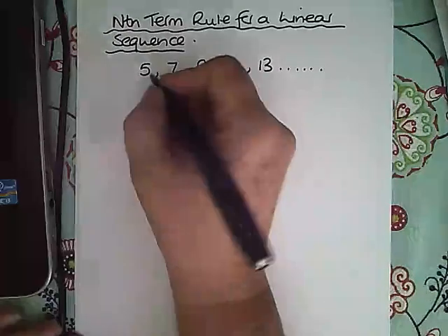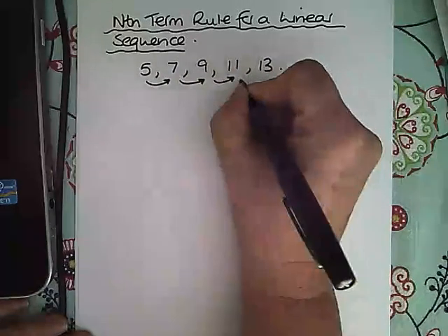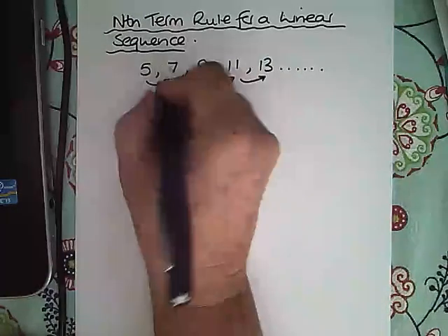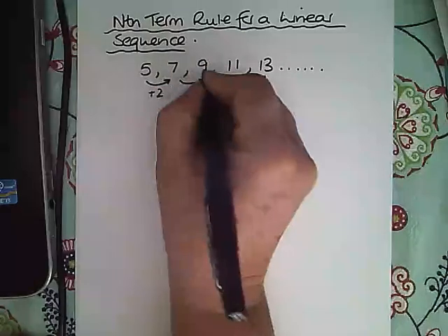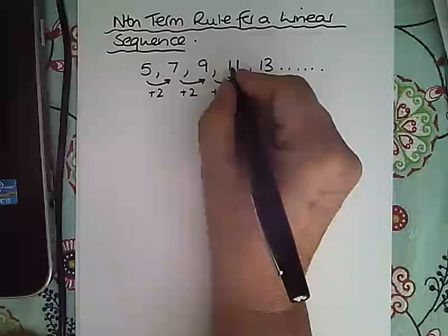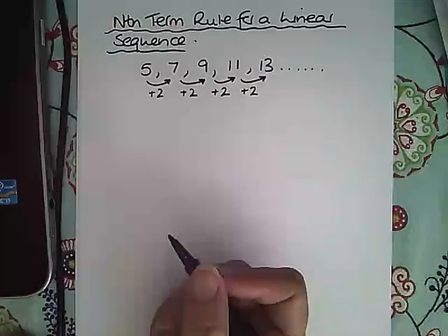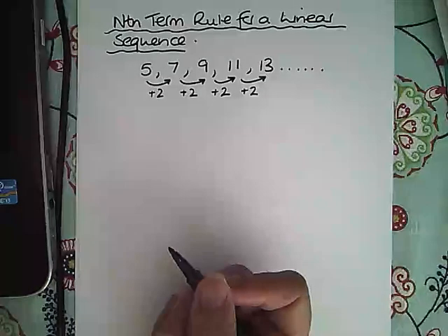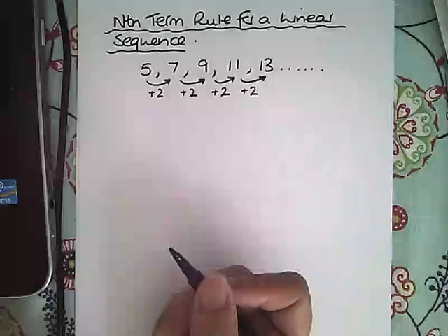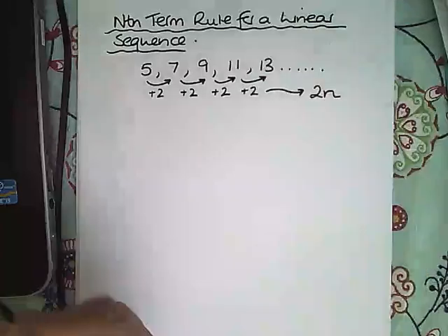First thing we do is draw little looping arrows underneath each of the terms, and we write down what we have to do to get from 5 to 7. We have to add 2. To get from 7 to 9, we have to add 2. From 9 to 11, add 2. And 11 to 13, add 2. That 2 is positive, add 2. And that tells us that 2n is part of our nth term rule. So at this point, I would write down 2n.